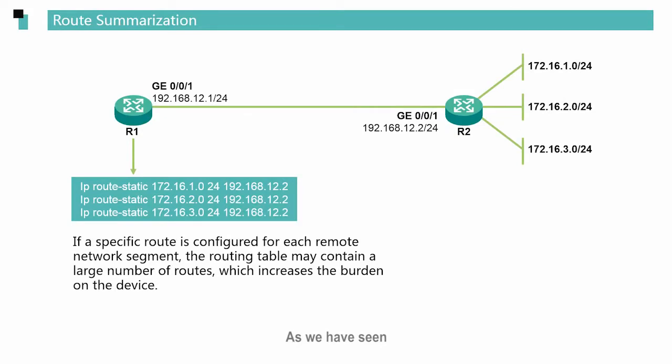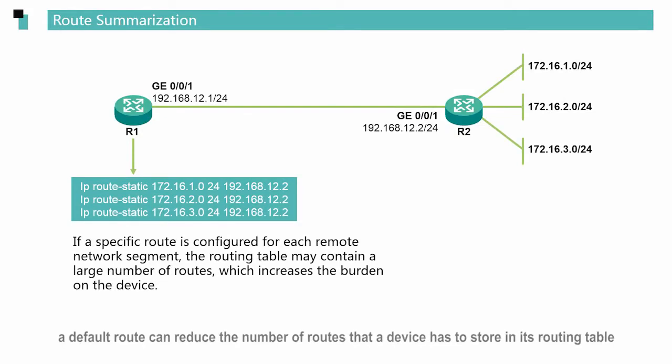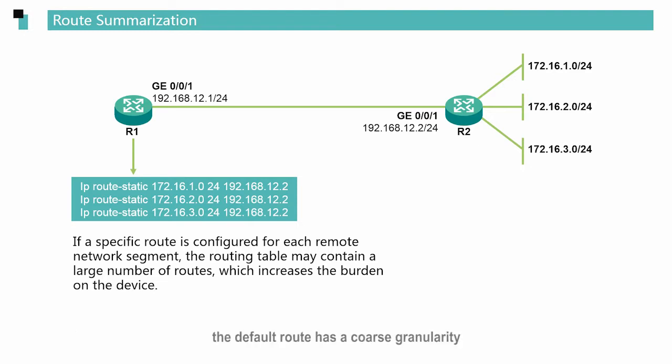As we have seen, a default route can reduce the number of routes that a device has to store in its routing table. However, the default route has a coarse granularity, meaning that it cannot guide traffic forwarding precisely. Route summarization offers a solution. In this network, R2 is connected to 3 network segments. If we use the static route solution, 3 static routes must be configured.